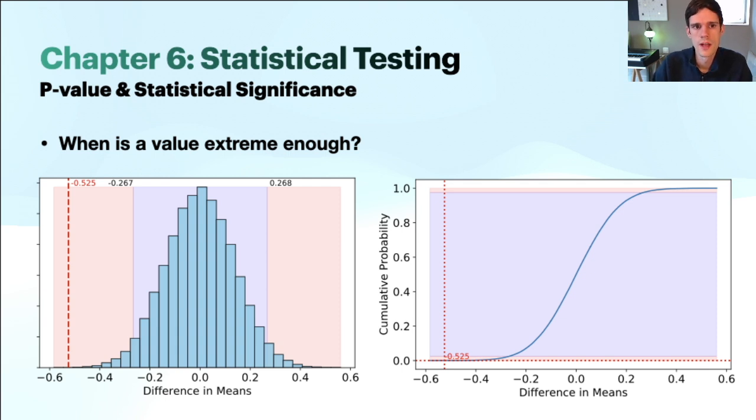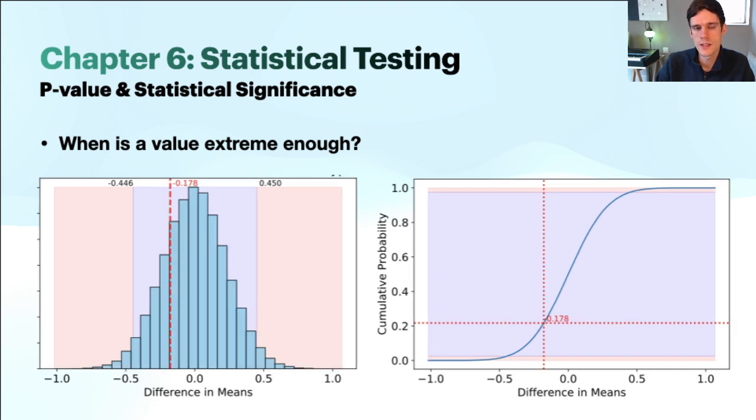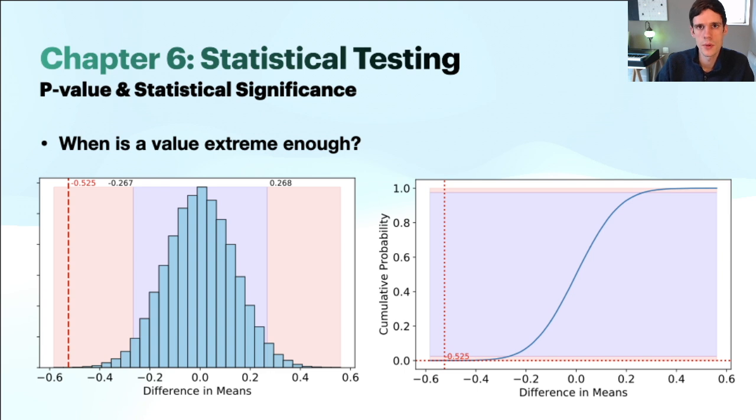But this, of course, raises the question: where do we draw the line between accepting the null hypothesis in these cases and rejecting the null hypothesis in, for instance, this case? This means that we have to look for a measure that indicates how extreme a value is compared to the overall distribution. Now, this might sound familiar.